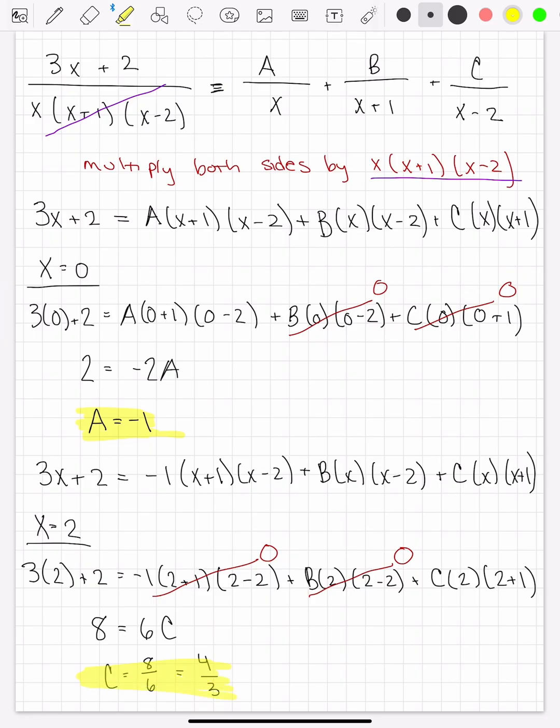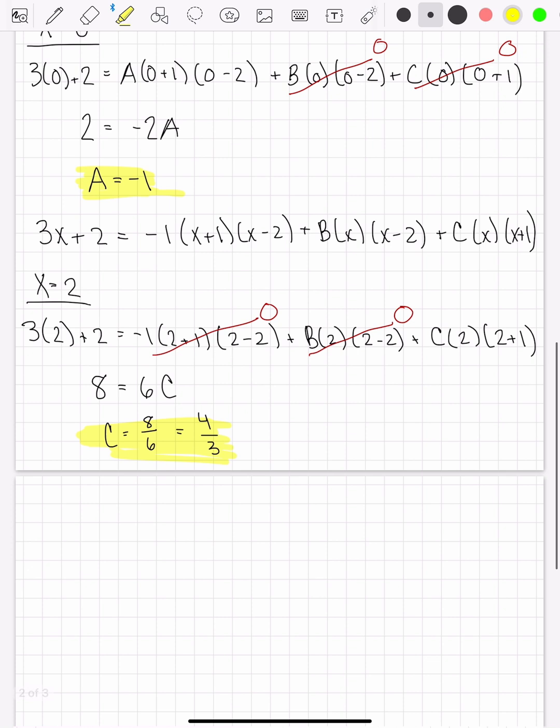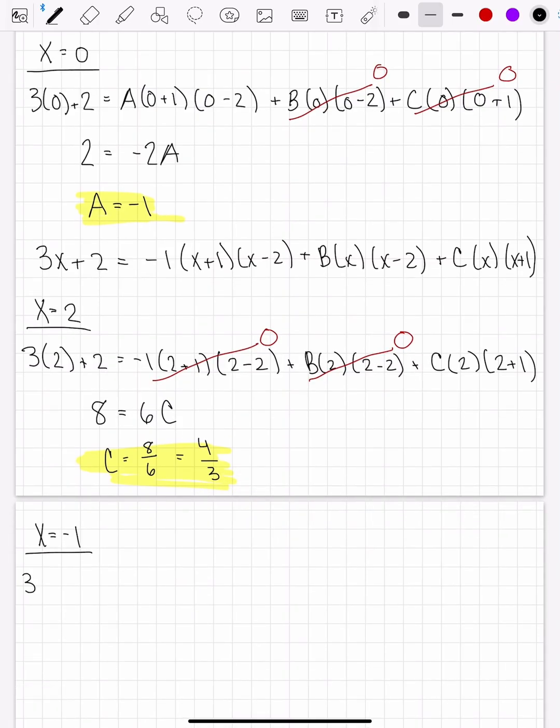And last but not least, we can solve for b, right? So if we want to solve for b, what we should do is let x equal negative 1. So that's the only factor that I have not plugged in yet. So this is our final factor. So 3 times negative 1 plus 2 is equal to negative 1, negative 1 plus 1, negative 1 minus 2.